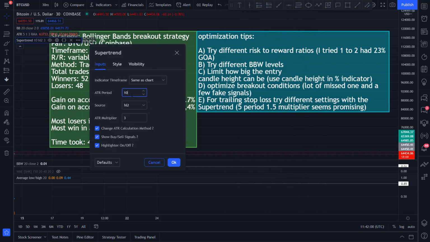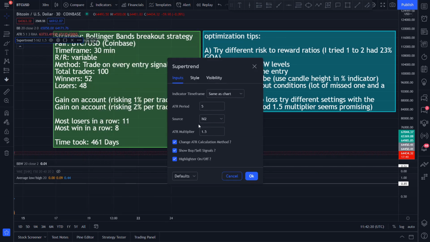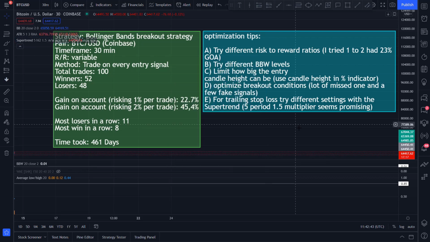I personally looked at the 5 and 1.5 settings, so the ATR period should be 5 and the ATR multiplier should be 1.5. With these settings I think it can produce better exit points than the original one. But you should try this for yourself. I haven't tried it yet. If you do try, let me know in the comment section if it works better or not. And with that said, we went over all the optimization tips.